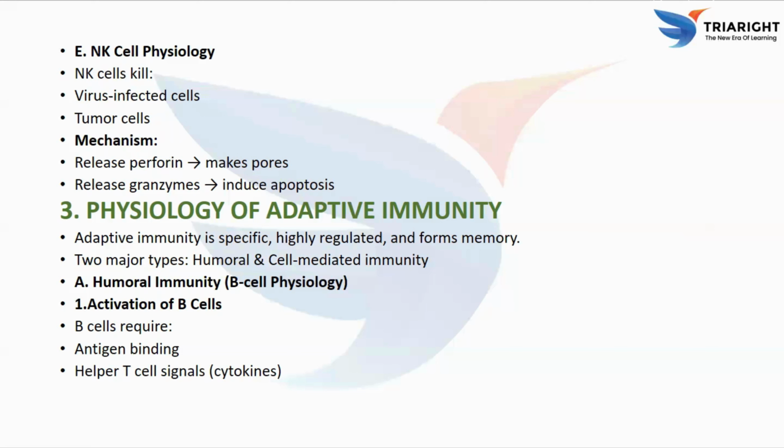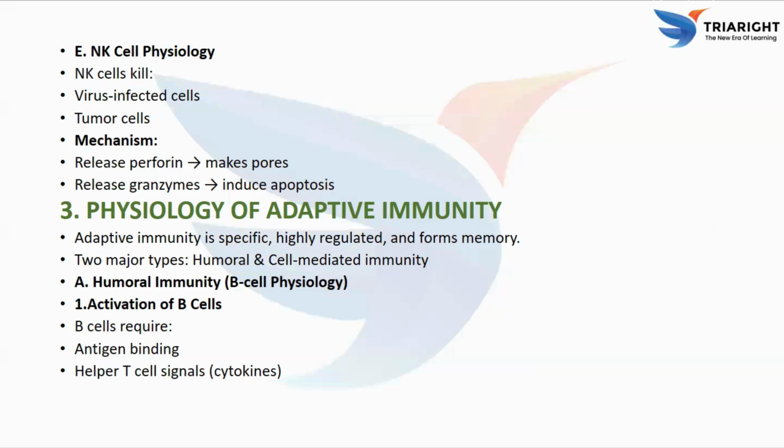Now what is the mechanism of NK cell killing? It releases perforin, which forms pores or holes in the target cell's membrane. Perforin acts as a drill that creates the entry points. And then granzymes. These are enzymes that enter through the perforin-made pores. They trigger apoptosis, a clean programmed cell death. Apoptosis prevents inflammation and stops the infection from spreading.